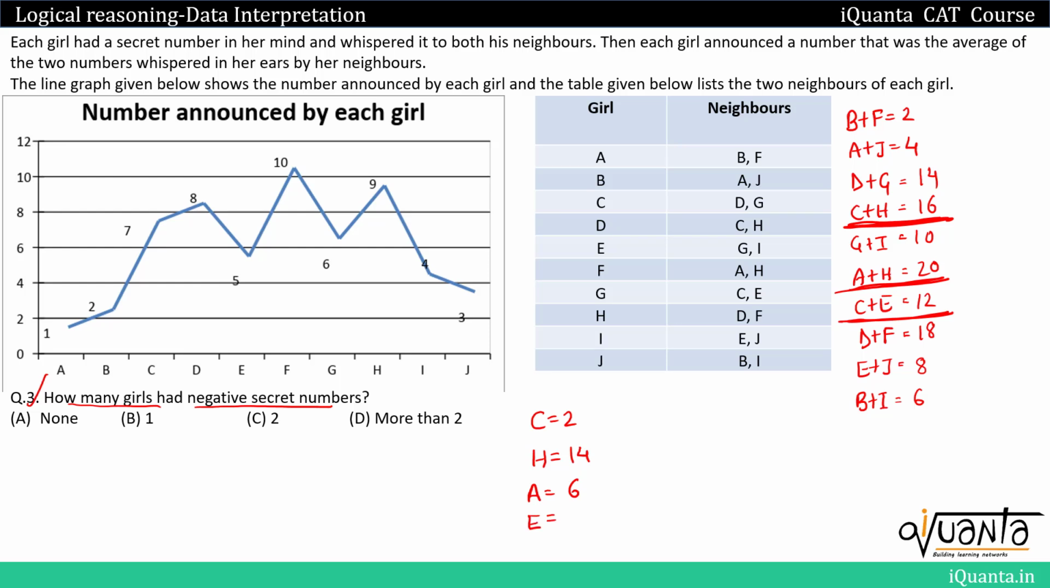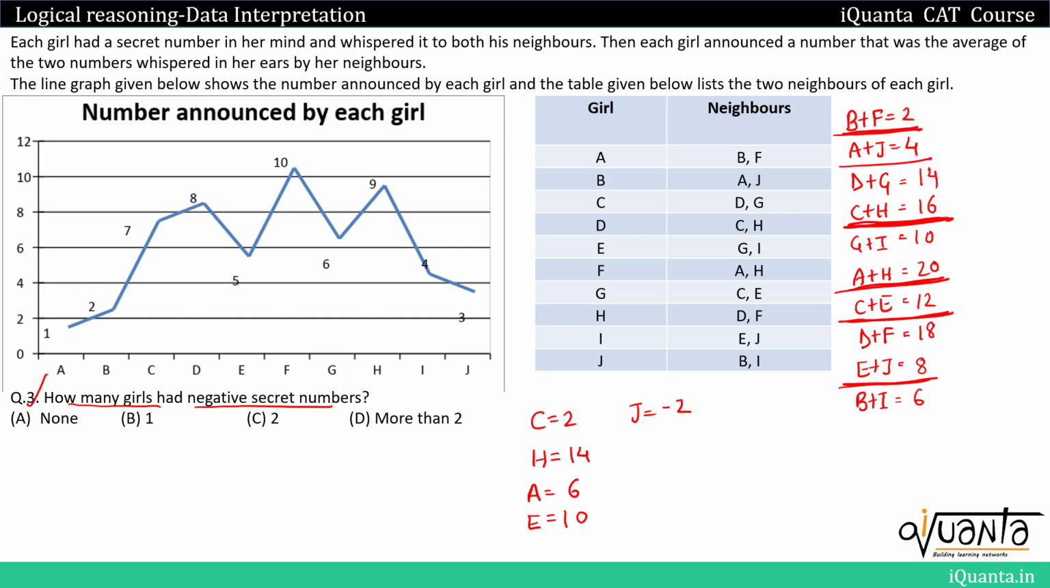Then I have the value of e, so I can find out the value of j. j will be equal to 8 minus 10, which gives me minus 2. I can only find out the values of these many variables, because in the first equation we have b and f, and we do not know the value of either b or f, so I cannot decide the values of b and f. Then I have a plus j. I already calculated the value of a and j.